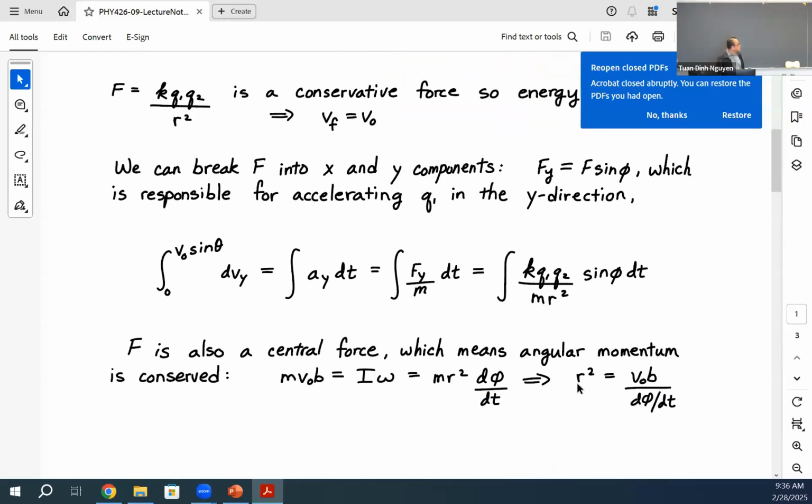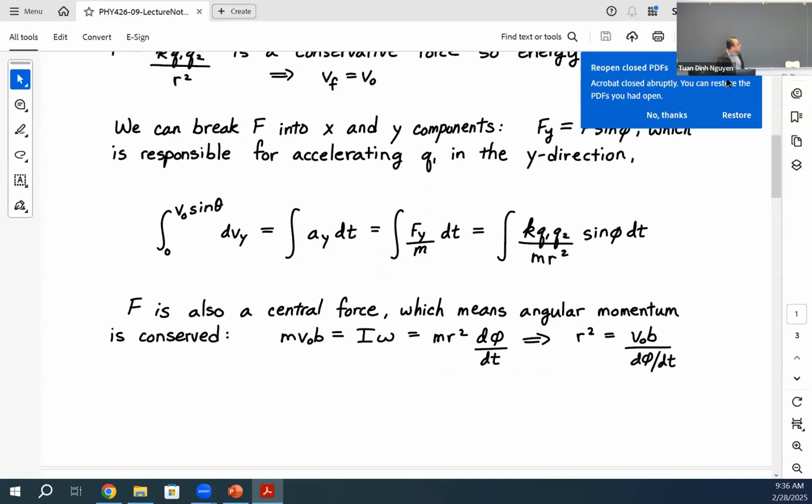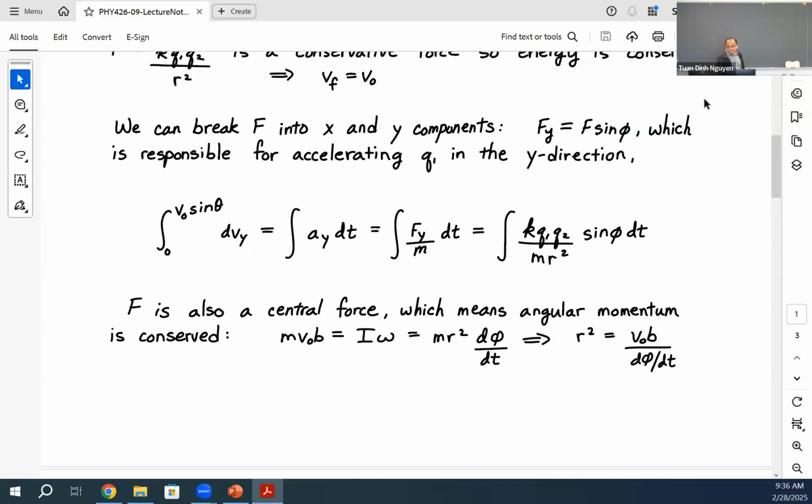And then the clever trick was to note that angular momentum is conserved. Michael, you're seeing the notes I'm showing, right? Yeah, I can see it. Okay.